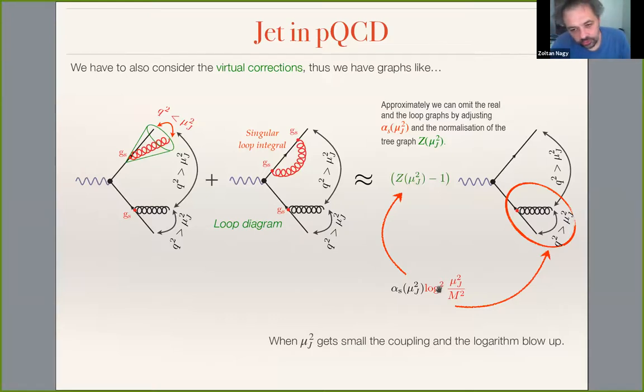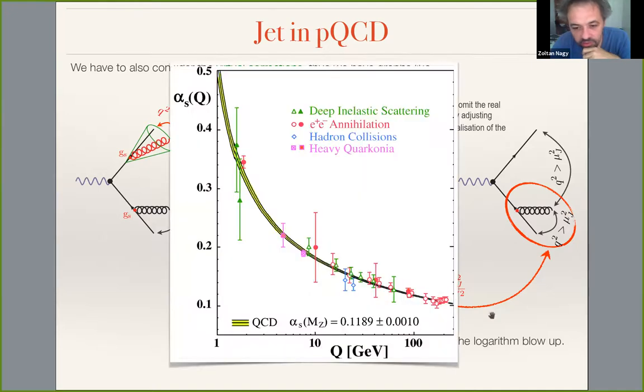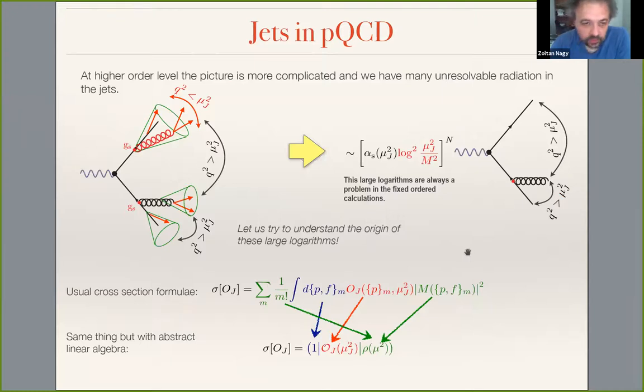To see how bad it is, consider the running alpha s, which also has a very strong logarithmic dependence on the scale. So when you go to smaller and smaller scales, even the alpha s gets very, very big, and everything is out of control. And this is just one emission. So what happens if you have more than one emission?